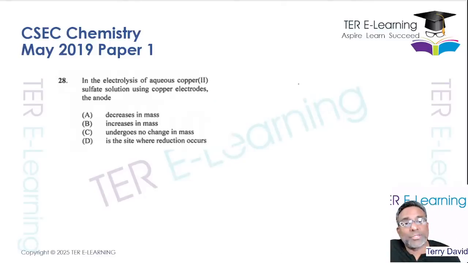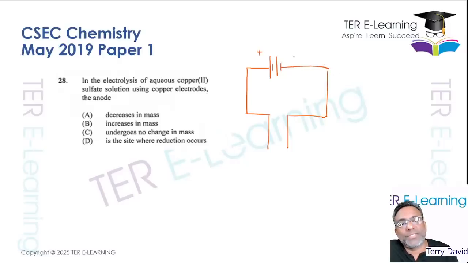Alright, so this one here. Whenever I have to do any question involving electrolysis, I like to draw my diagrams, and then from there, I can make my deductions. So in this case, I will draw a simple electrolysis diagram. This is your positive terminal, this is your negative terminal. We have our container with our aqueous copper 2 sulfate, and aqueous copper 2 sulfate is a blue solution, right? So that's what we have here.